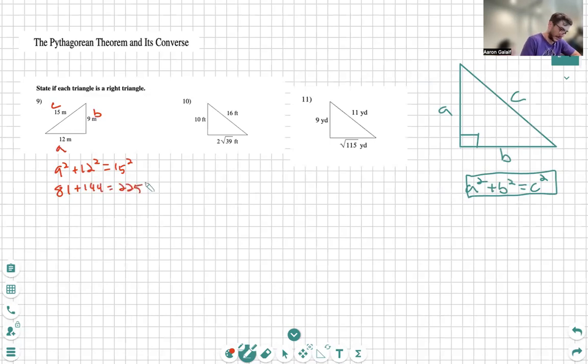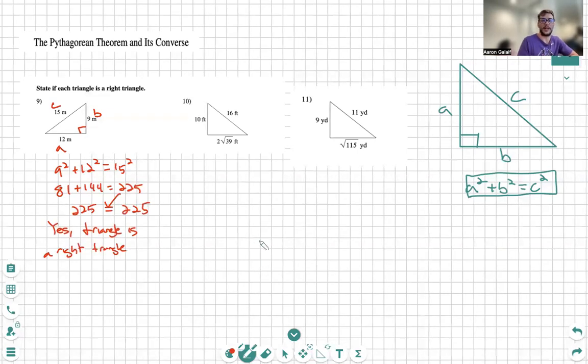Let's double check that because I don't have that perfectly memorized. 225, perfect. Add up the left side. 81 plus 144 is equal to 225. And we can see that both the left and the right are equal to one another. So yes, this angle is 90 degrees. And this triangle is a right angle. So we will say yes, triangle is a right triangle. We'll just say right triangle next time.